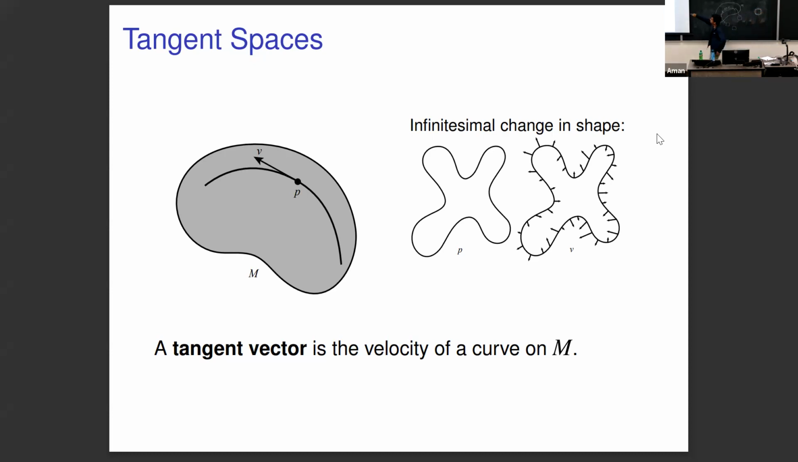So here also you can see that at a point P, which is this shape, if you find the velocity along any curve, the shape would be deforming, but every point on that shape would be moving differently, depending on what that curve is and where you are sort of moving towards. Right?